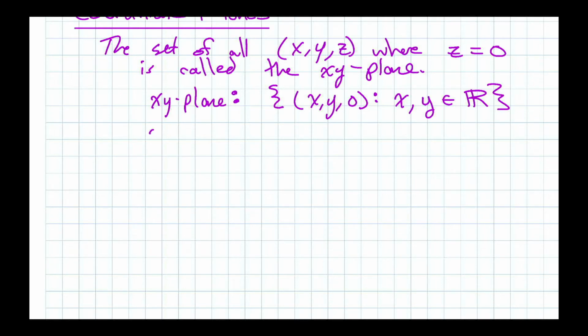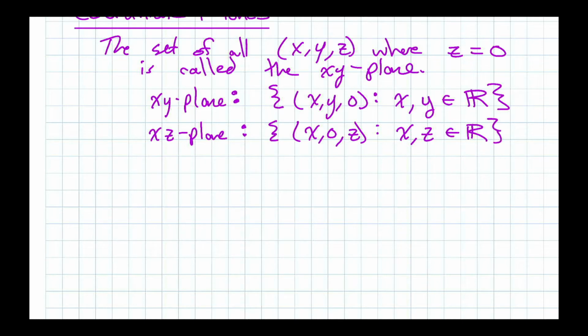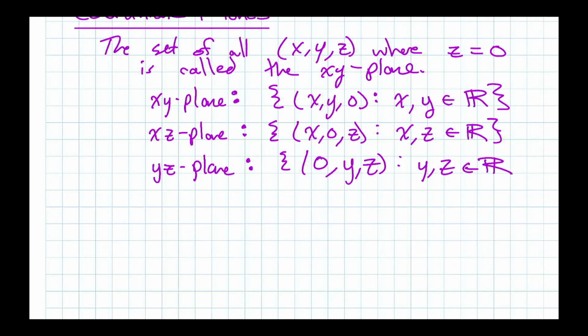And similarly, there's 2 others, right? Because we could do the xz plane. That would be the plane where you have x, 0, z, where x and z are real numbers. Or you could have the yz plane. That would be where x is 0, but y and z are generally not. And y and z are real numbers. So those are your 3 coordinate planes.